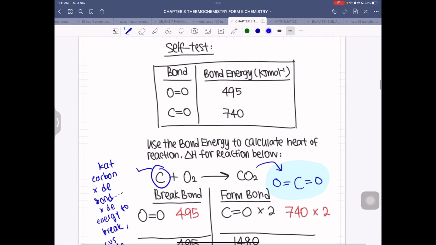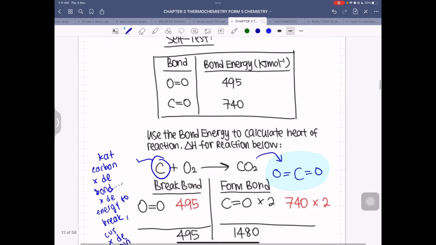Next soalan. Nampak tak? So yang ni carbon react with the oxygen. Carbon ni tak ada bond. Okay, there's 0 bond, so we're not going to count that. But if you see the oxygen, there's 2 bonds there. So we just tengok soalan. Diagram is 495. So add 495.